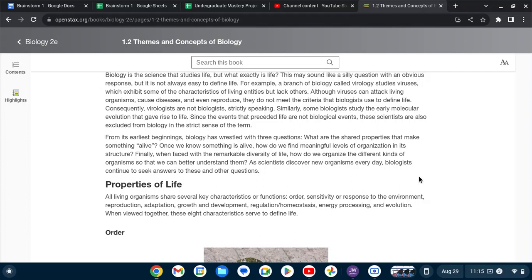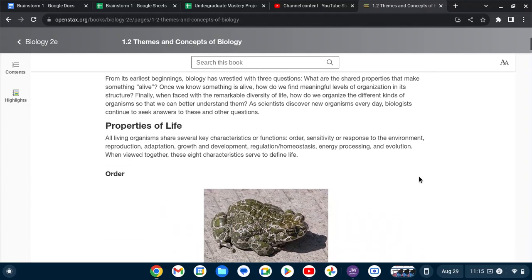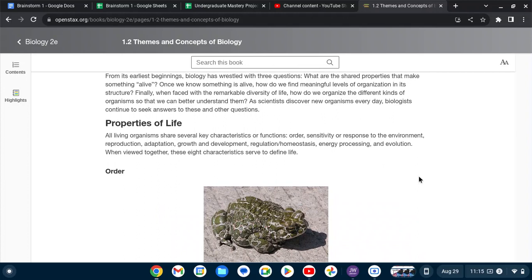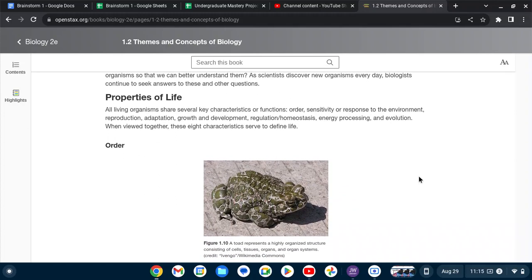Similarly, some biologists study the early molecular evolution that gave rise to life. Since the events that preceded life are not biological events, these scientists are also excluded from biology in the strict sense of the term. From its earliest beginnings, biology has wrestled with three questions. What are the shared properties that make something alive? Once we know something is alive, how do we find meaningful levels of organization in its structure? Finally, when faced with the remarkable diversity of life, how do we organize the different kinds of organisms so that we can better understand them? As scientists discover new organisms every day, biologists continue to seek answers to these and other questions.